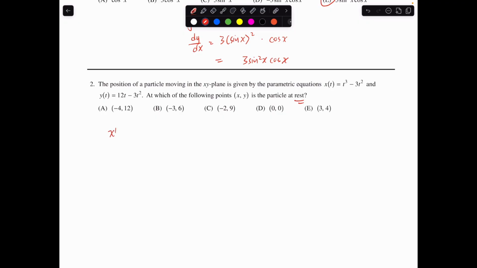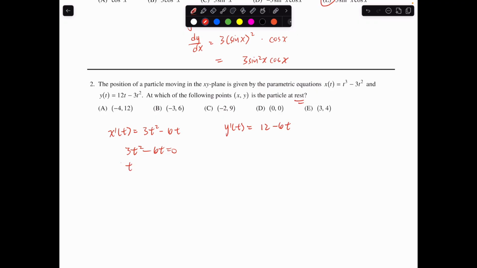So let's first find x prime of t, which is equal to 3t squared minus 6t. It's just the power rule. And then y prime of t is equal to 12 minus 6t. Then I'm going to set each equal to 0, so I can see at what value of t x prime of t is equal to 0, and at what value of t y prime of t is equal to 0. Let me set x prime of t equal to 0.